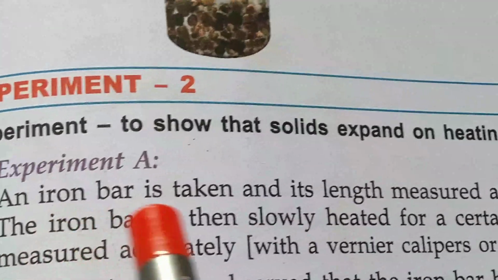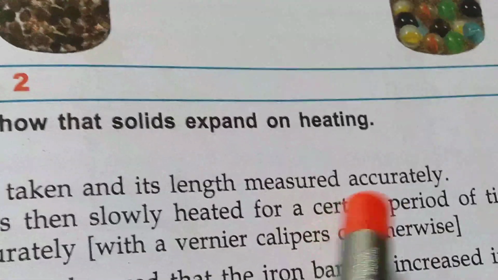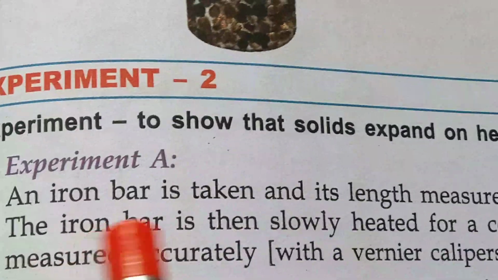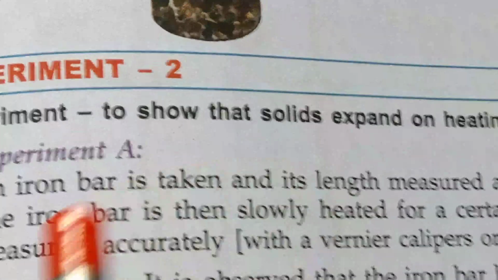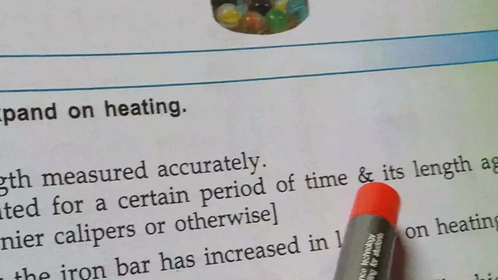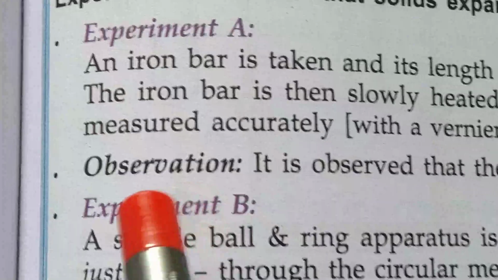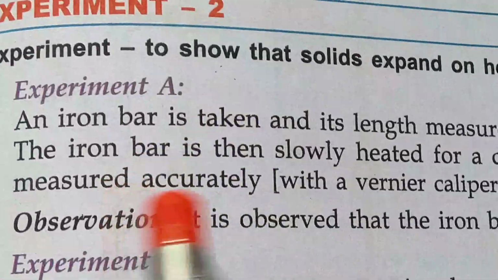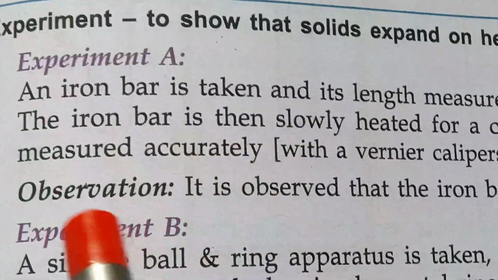The iron bar is then slowly heated for a certain period of time. So after taking the length, we can heat the iron bar slowly for a certain time. And its length is again measured accurately. उसके बाद हम लोग दोबारा उसका लेंथ मेजर करेंगे.